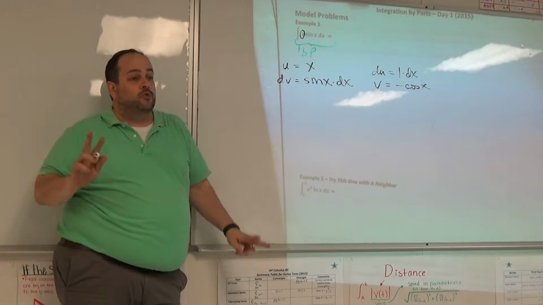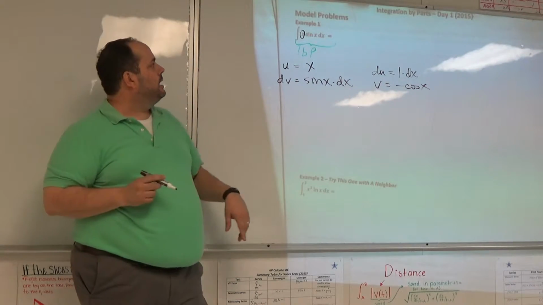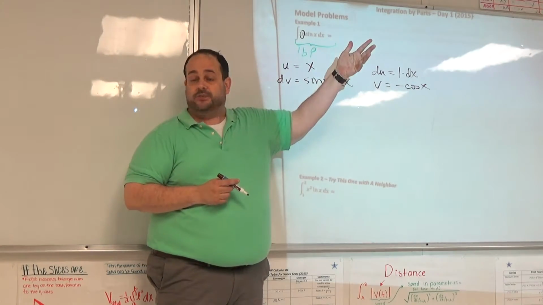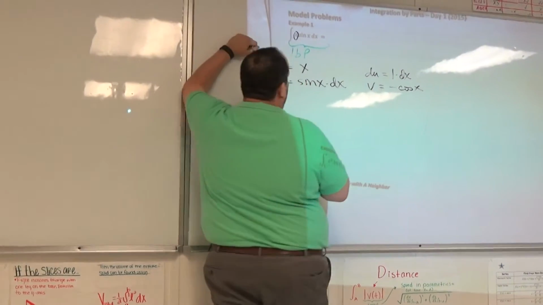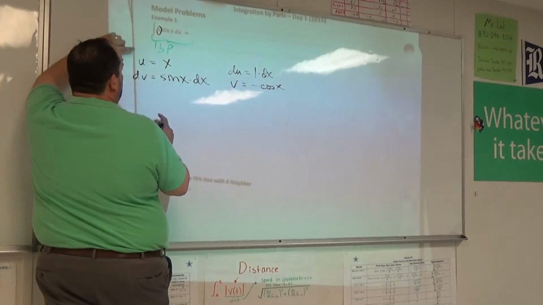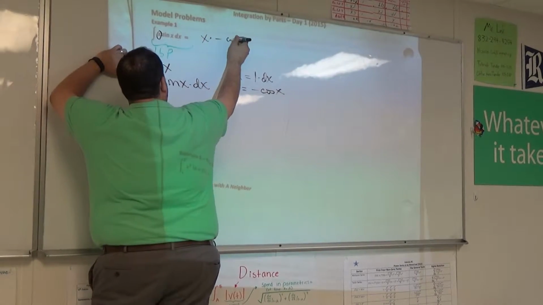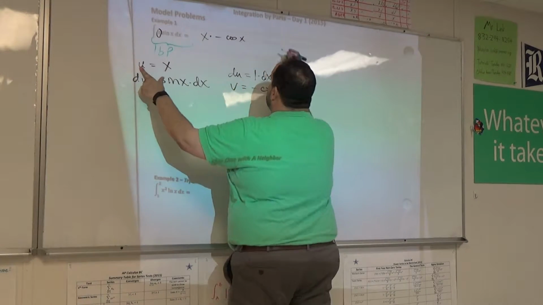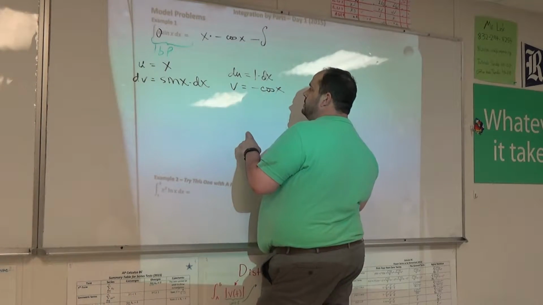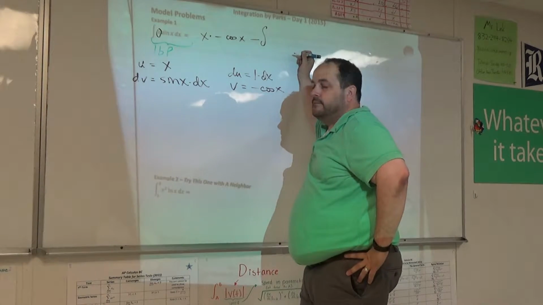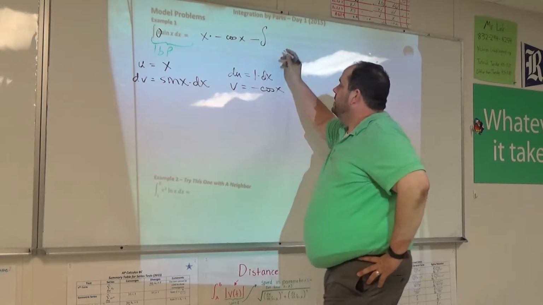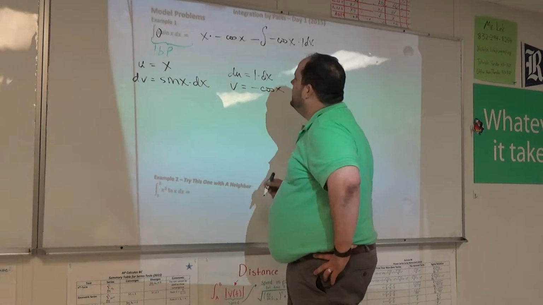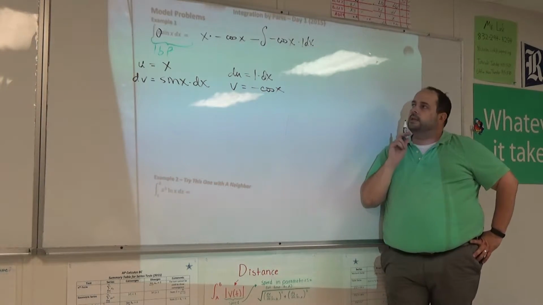Now, go back to the new, hold on, Anthony. Integration by parts says this is the integral of u dv. The integration by parts formula says to do what, Brian? The u times the v. So x times negative cosine of x, but not done. uv minus the indefinite integral of v times du. Look at that.